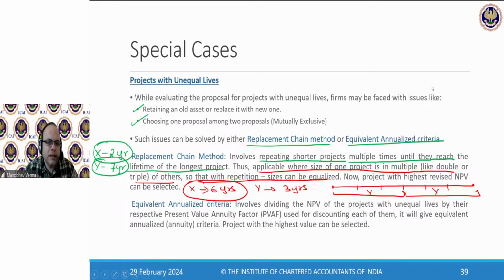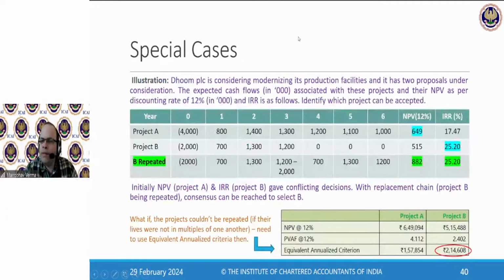Before going to the equivalent annualized criteria, let's discuss an example on the replacement chain method, guys. Dhoom PLC is considering modernizing its production facilities, and it has two proposed projects. The expected cash flows in thousands associated with these projects, and their NPV at 12% and IRR, are all given to you. So let's see what's happening here.